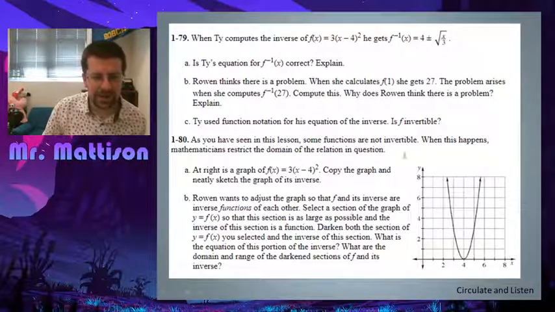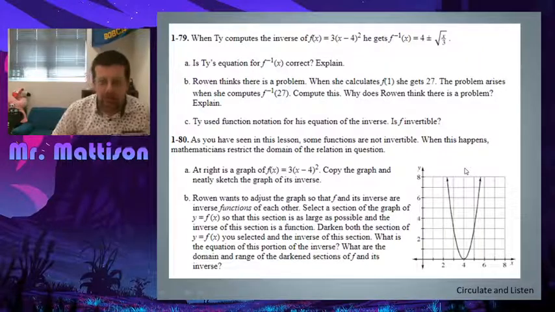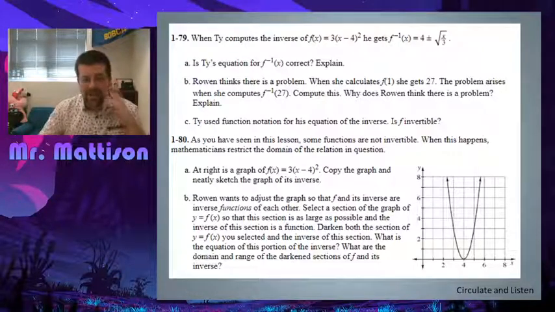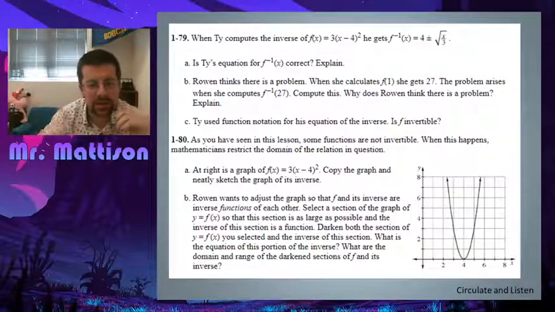And then down to number 80. So at the right is the graph of this. Copy the graph and sketch the graph of the inverse. So what we should find is that this vertex is going to move over here to the y-axis at 4, and then it's going to be this horizontal parabola there, right? So what they're trying to get you to see here is, well, that inverse there is not a function, but what part of it could be, right?